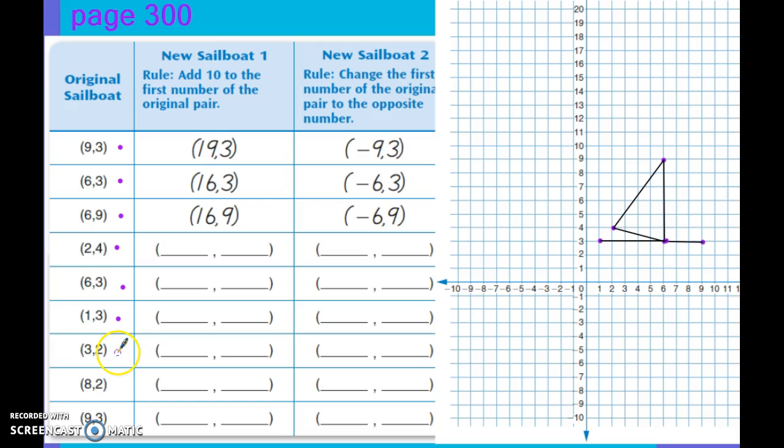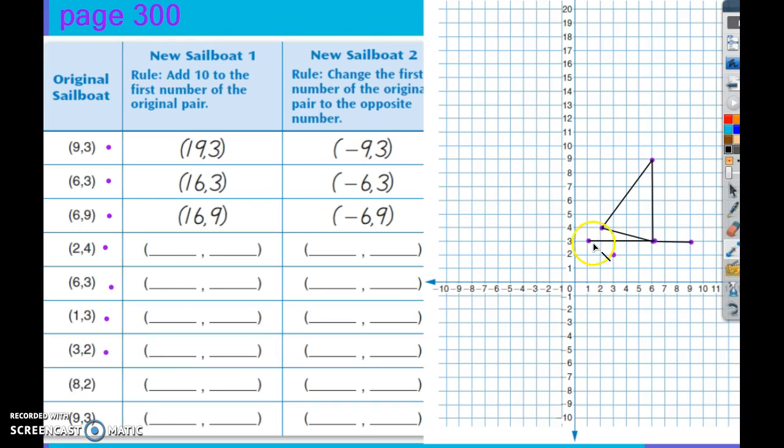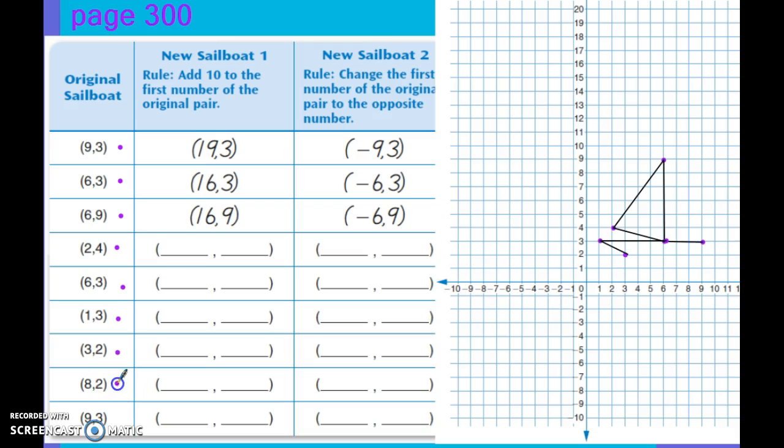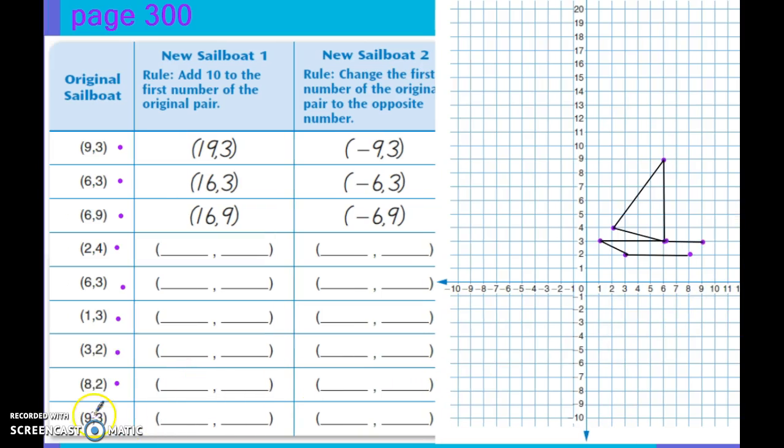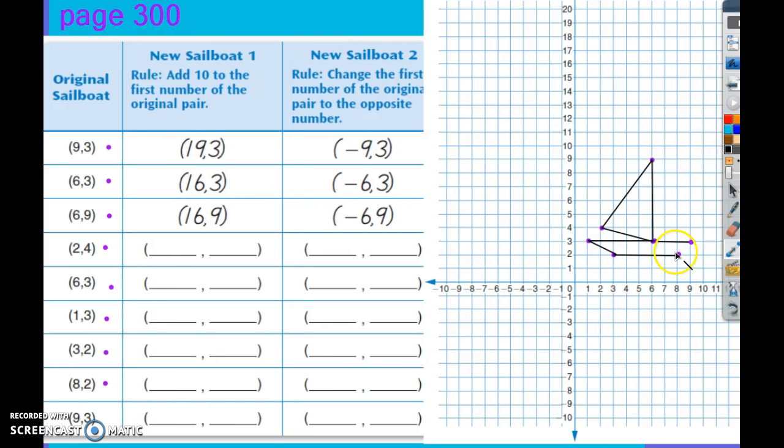Our next ordered pair is 3, 2. So over 3, up 2. Connecting. Over 8, up 2. And over 9, up 3, and back to where I began, 9, 3. And so I'll connect, and my sailboat is complete.